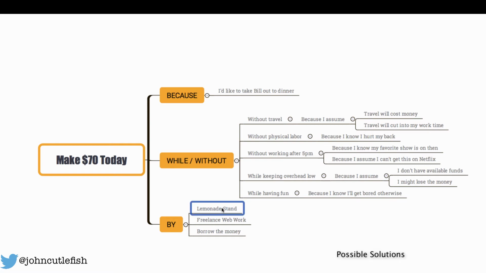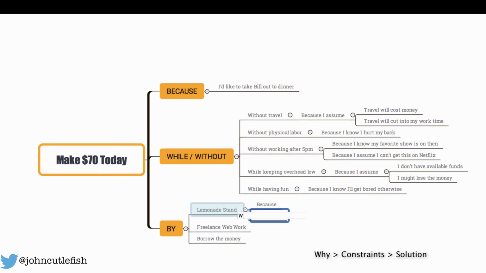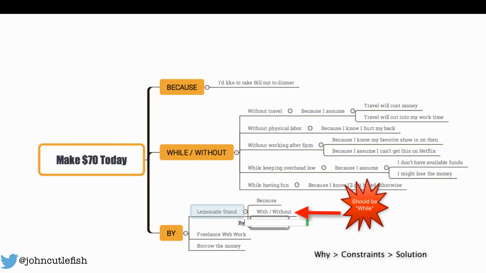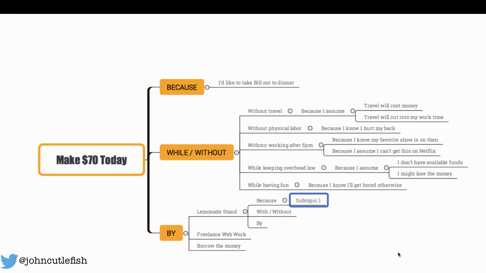So what about this lemonade stand? Why do I think that's a good idea? Well, because, with, without, and by. Well, because I think that it's going to be hot tomorrow. I've seen the weather, so because I assume it will be hot tomorrow. And what are some things that I want to make sure I do or don't do while I'm doing a lemonade stand? Well, frankly, I feel pretty strongly about this. I don't want to use powdered lemonade. So without using powdered lemonade.